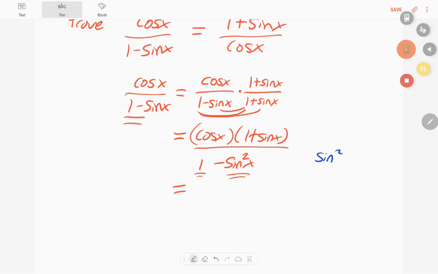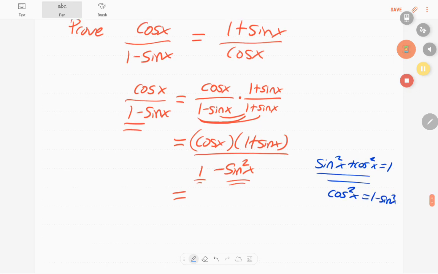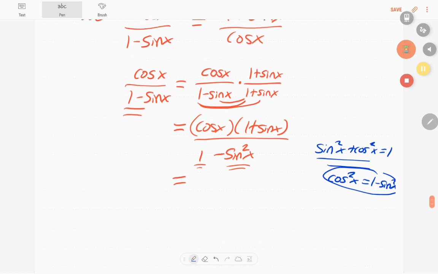Think back to the original, the first trig identity. Is there any way you could rearrange this trig identity to get it to be 1 minus sine of x squared? And the answer is yes, I can. So I can write 1 minus the sine of x squared. And here's my statement: cosine of x squared is the same thing as this, 1 minus sine of x squared. So I can replace it. I don't necessarily have to have this work here. Okay? I don't need to show that.